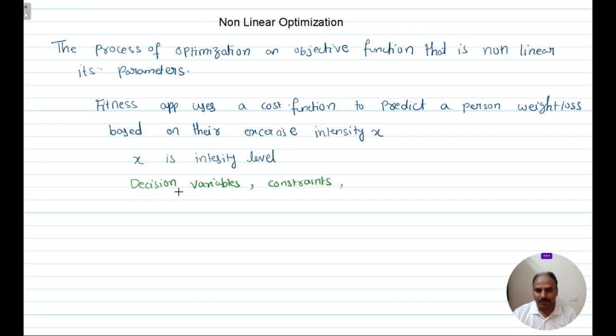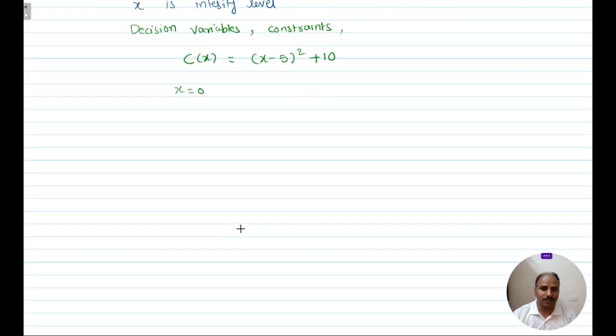The cost function is already given. That is C of x equal to (x minus 5) whole square plus 10. So this is the objective function they have given. Now we have to find the best weight loss according to the intensity level x. So here x is our decision variable. And let us start from x equal to 0. And one more thing, here we are using the gradient descent algorithm, because nonlinear optimization is solved by gradient descent algorithms.